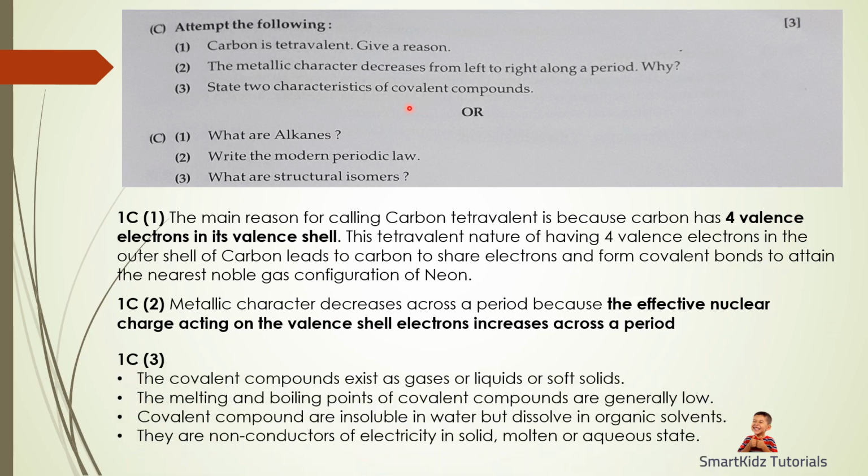State 2 characteristics of covalent compound. So there are 4 characteristics I've put down over here. Whichever you feel you are able to understand and remember, you may study those. So covalent compounds exist as gases or liquids or soft solids. Melting and boiling points of covalent compounds are generally low. And the covalent compounds are insoluble in water but dissolve in organic solvents. Organic solvents would be like your benzene. They are non-conductors of electricity in solid, molten or aqueous state.